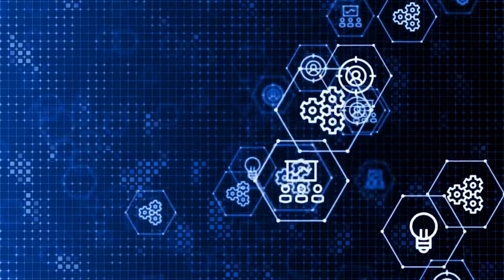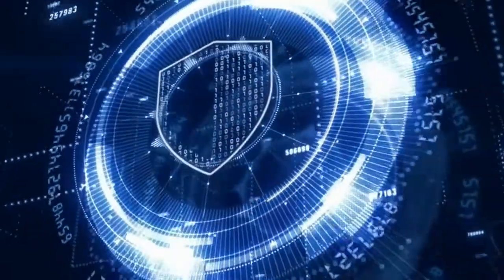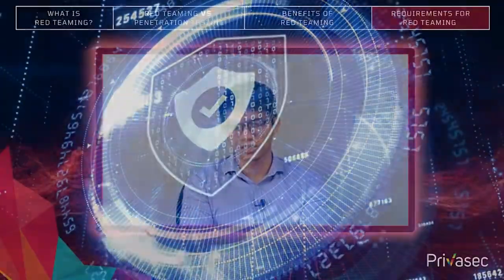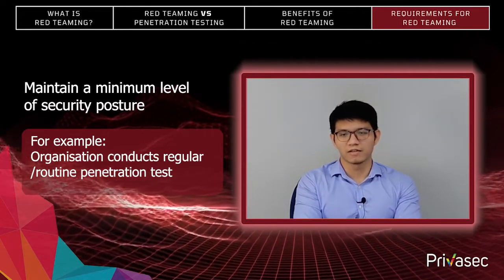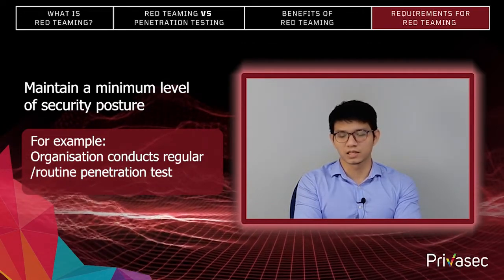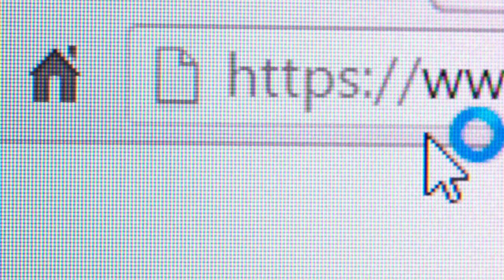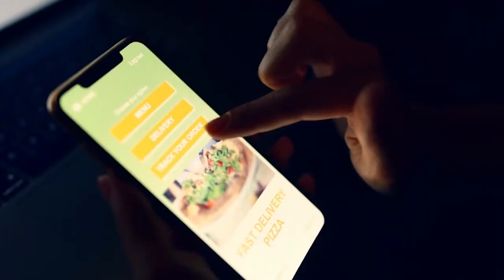And yes, there are actually requirements for red teaming. Now, you might assume that, oh, red teaming is able to do this, red teaming is able to do that. But to achieve what is best for the organization, there are some entry-level requirements, let's say, that would be more beneficial to the entire process. The first being a minimum level of security posture. We're looking at having regular pen tests done for your internal environment. We're talking about your network infrastructure pen tests, maybe even your web app pen tests.